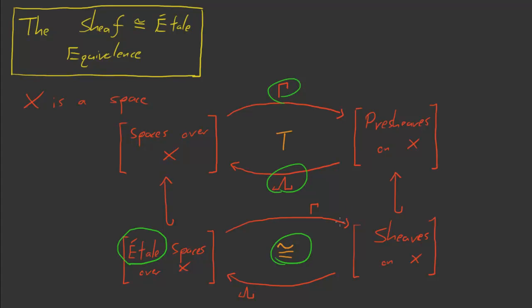So the first order of business is to check that gamma and lambda, as drawn in this diagram, actually make sense. I've claimed repeatedly that if you start with an Etale space, apply gamma, you'll get a sheaf. If you start with a sheaf, apply lambda, you'll get an Etale space. But I've never said anything about why it's true. And I'm going to persist in not saying anything about why it's true.